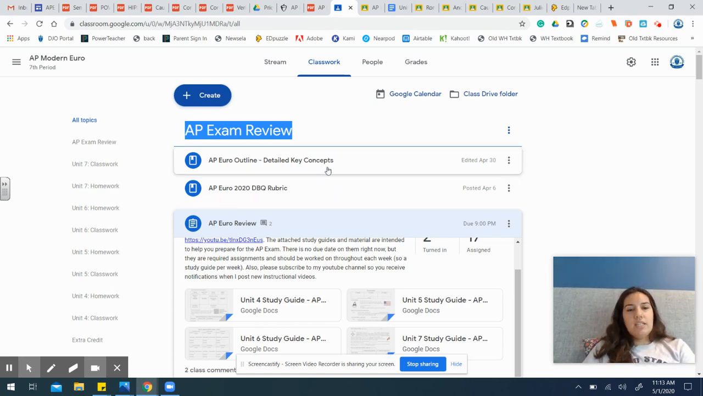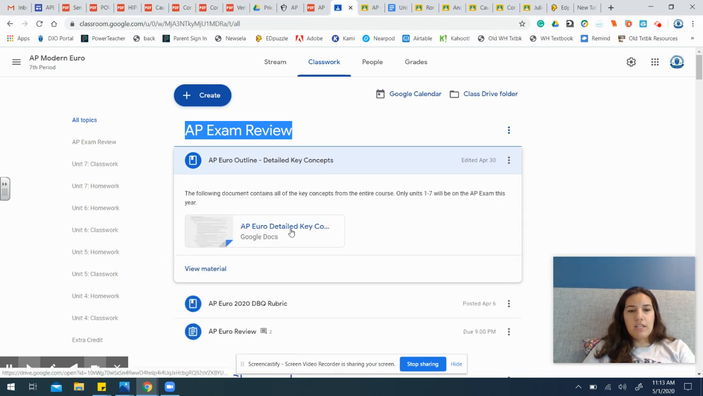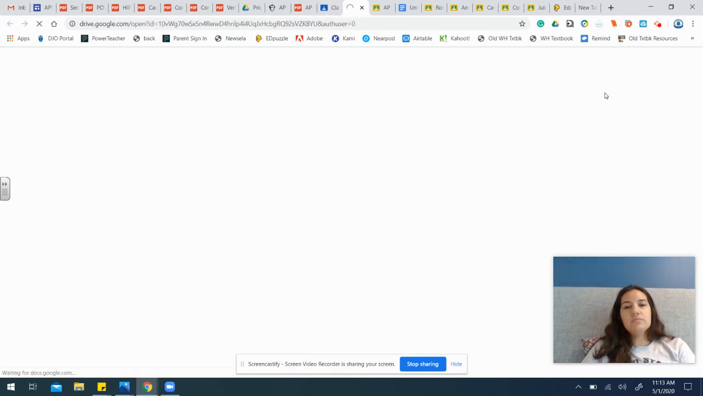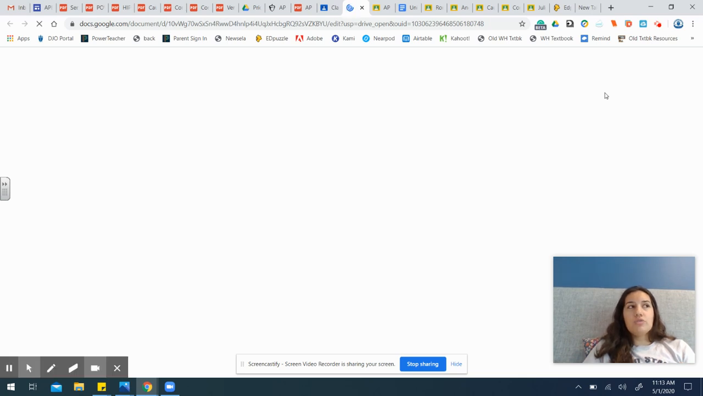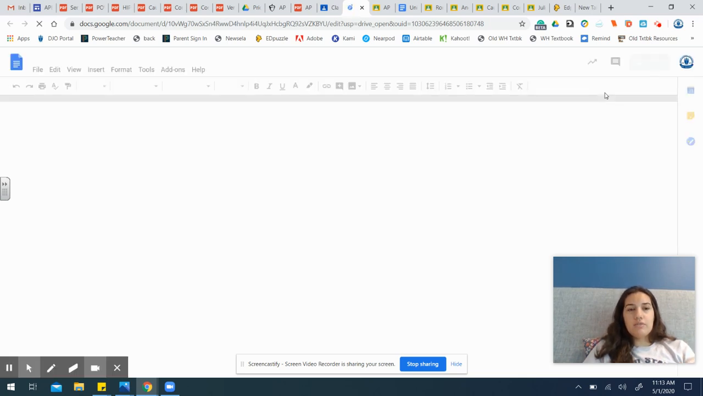And then this is the detailed outline that I was talking about. Some people asked for the outline. It's right here. I'm going to open it up. So what I recommend is looking at your study guides as well as the outline. First, I would review your outlines. First, figure out the areas that you are the least comfortable with.